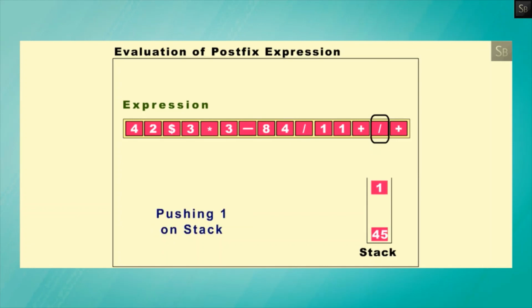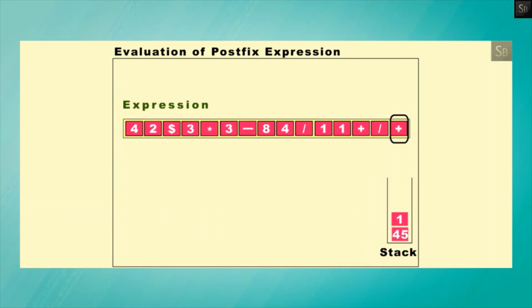We are going to scan the next input string, which is the plus operator. So once we encounter any operator in the input string, we are going to pop the recently pushed 2 symbols from the top of the stack and make the specified operation. So here we are going to make 45 plus 1, which is equal to 46, and this 46 is to be pushed onto the stack. So 46 is going to be the result of this postfix expression.